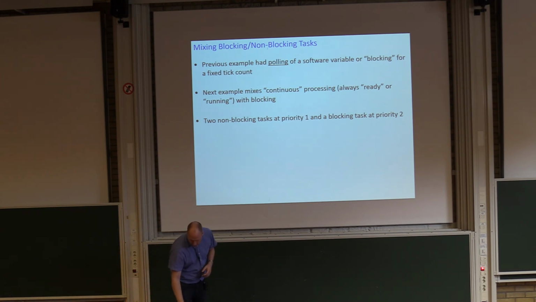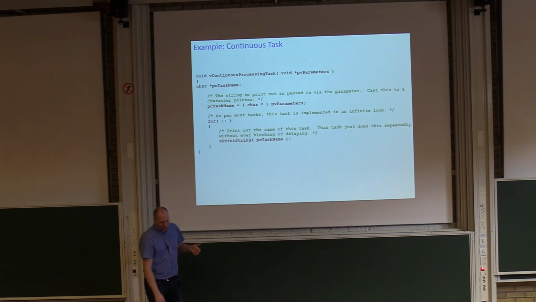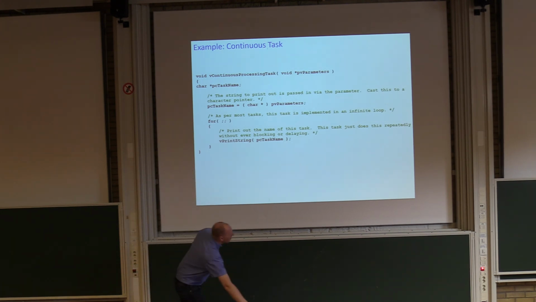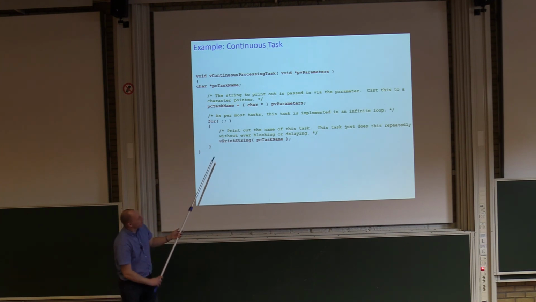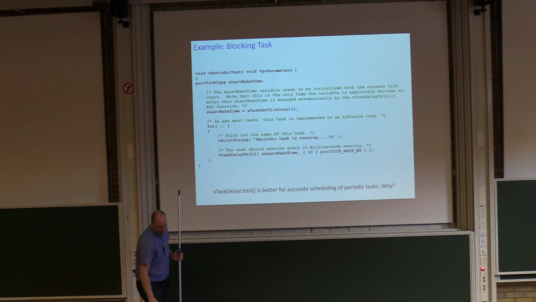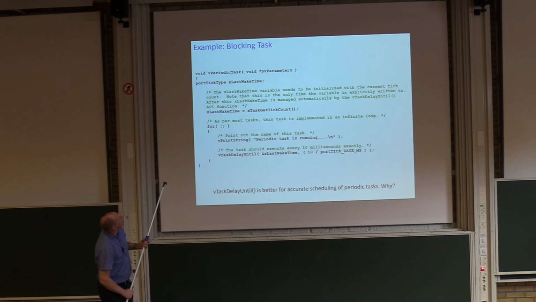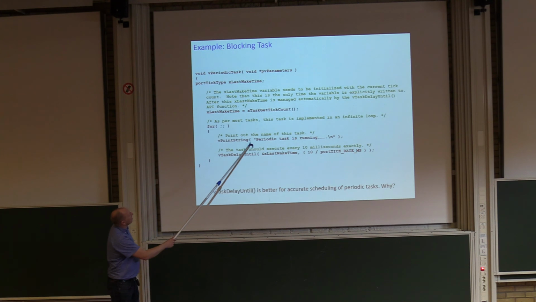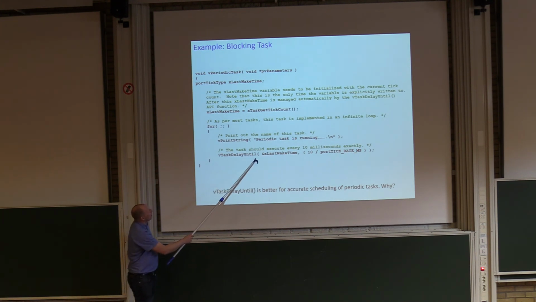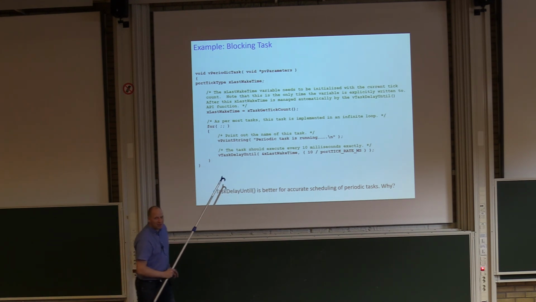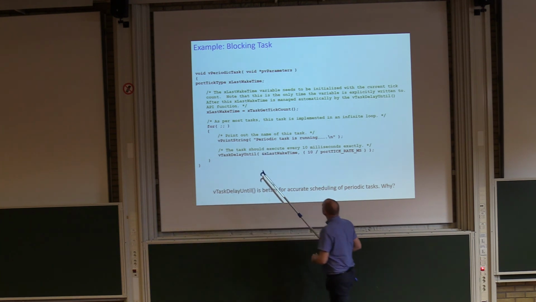Okay, so we have another example here where we have a continuous process that will always do something. In this case, it will just print out the task name in an infinite loop, like this. And then you can have another task that will print out its name, and then it will call in this case the vTaskDelayUntil, and this is the function I was just talking about.